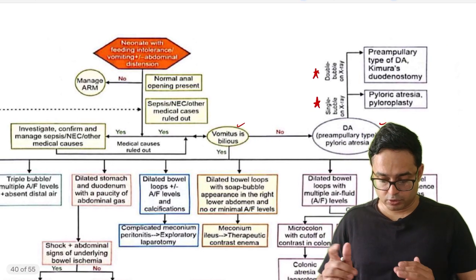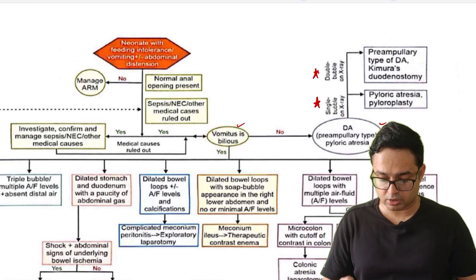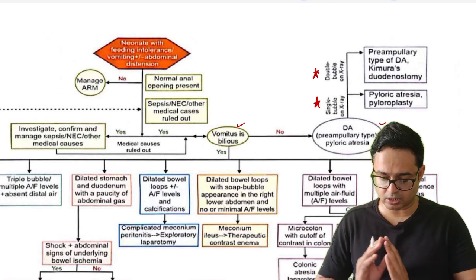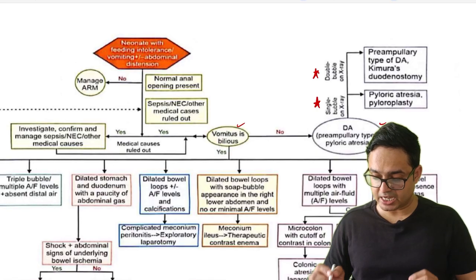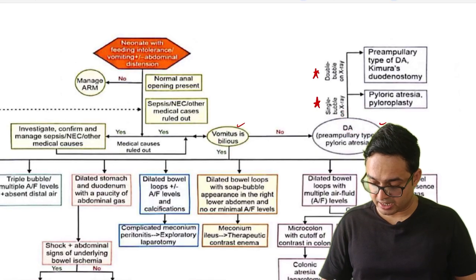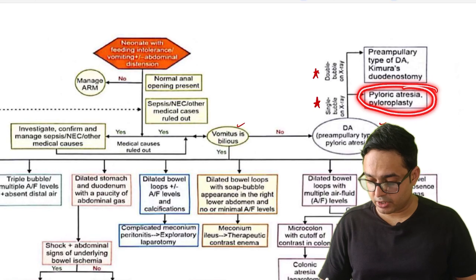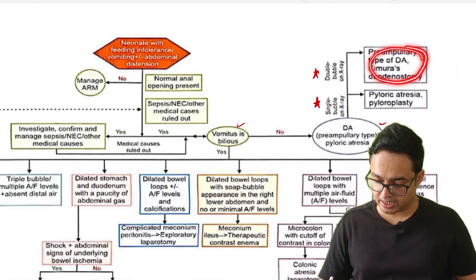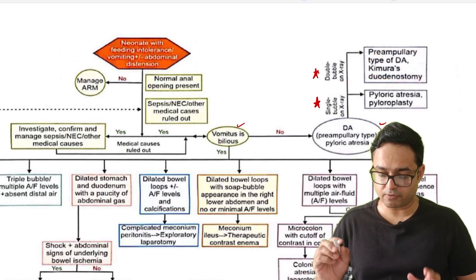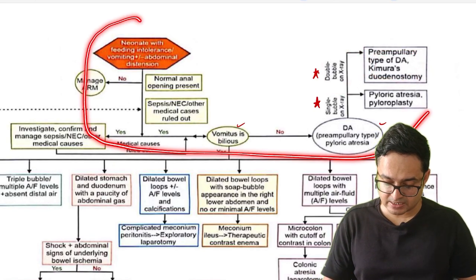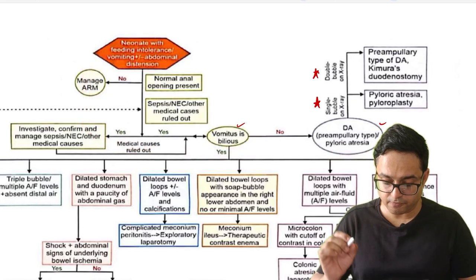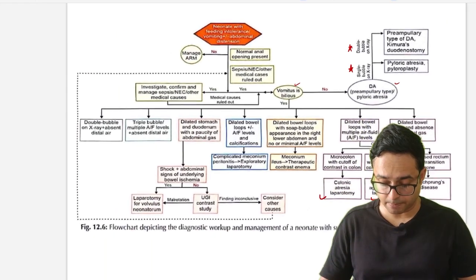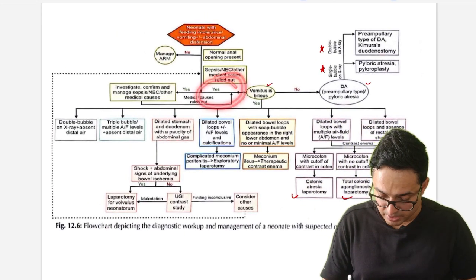Now you'll see if vomiting is bilious or not. If vomiting is not bilious, you are left with two diagnoses: pyloric atresia and duodenal atresia. Simple thing. Pyloric atresia will show single bubble appearance on X-ray, and duodenal atresia will show double bubble on X-ray. So till now we have discussed this part of our flow chart, when no anorectal malformation is seen and no bilious vomiting. But what happens if bilious vomiting is there?